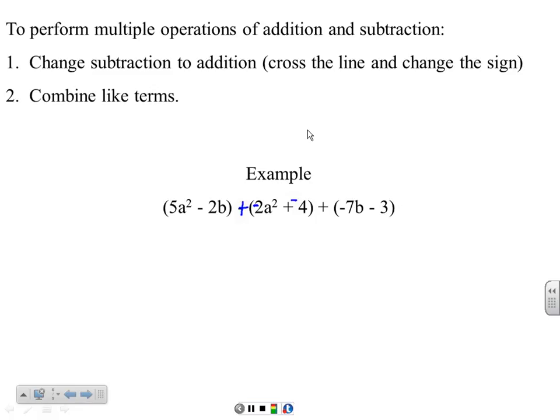Now what I'm going to do is combine like terms. So let's start with the a squares first. So I have 5a squared, negative 2a squared. That's going to be 3a squared. And then I'm going to have negative 2b and a negative 7b, which is going to be negative 9b. And then I have a negative 4 and a negative 3, which is going to be negative 7. To classify, this is a trinomial. And the degree is going to be 2.